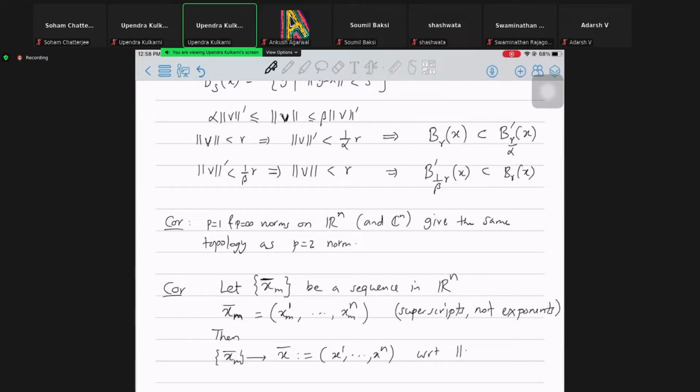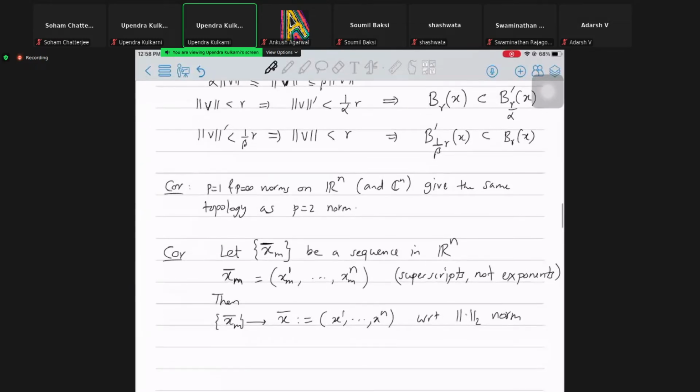With respect to, let's say, this norm. But really, it could be any norm, right? If and only if I get this slotwise, x_m^i converges to x^i in R for each i. Okay, so this was a bit of a mouthful because I also introduced notation. Is the meaning clear?